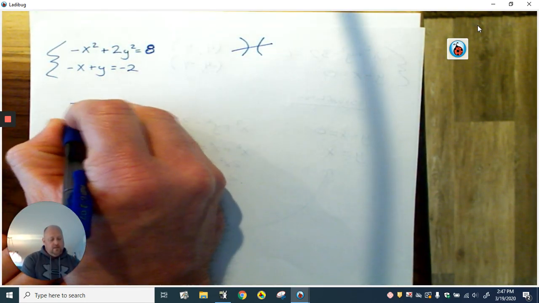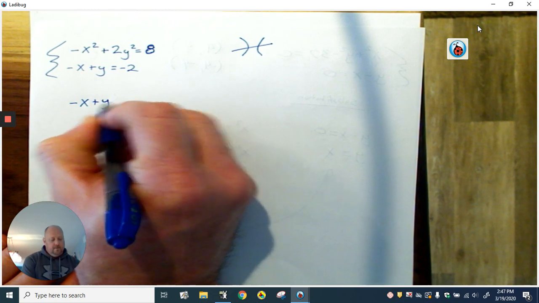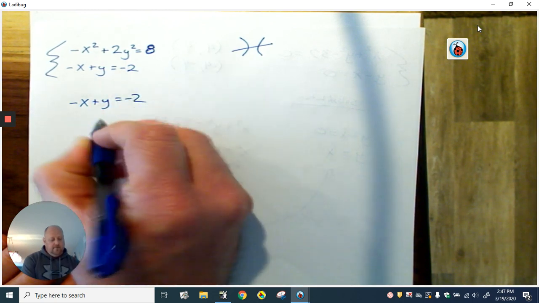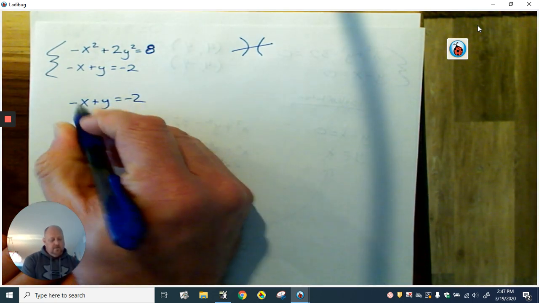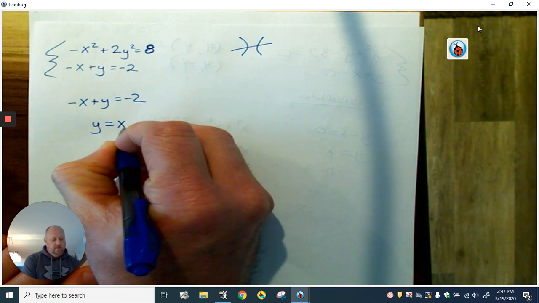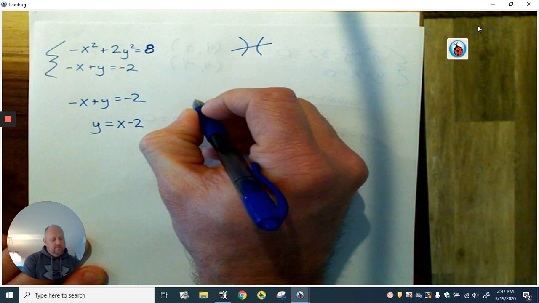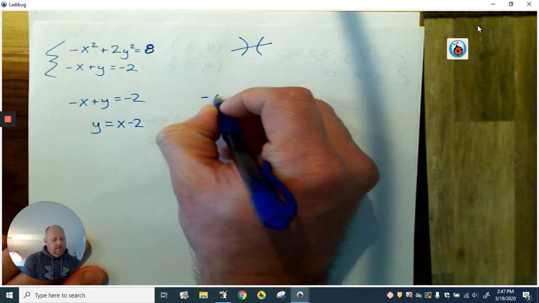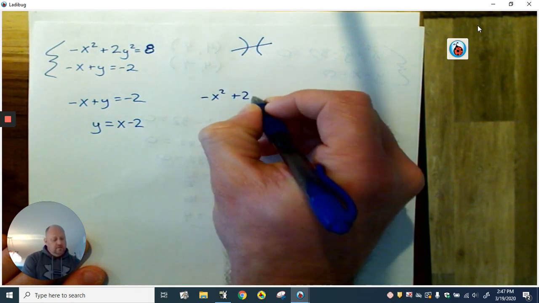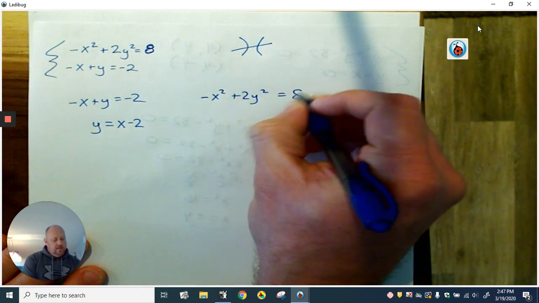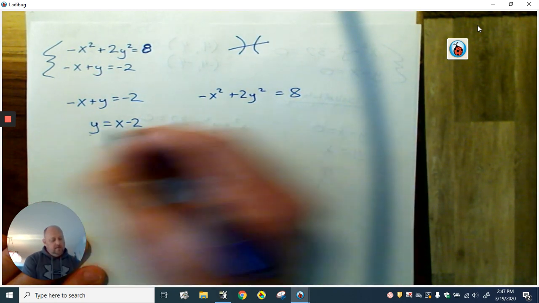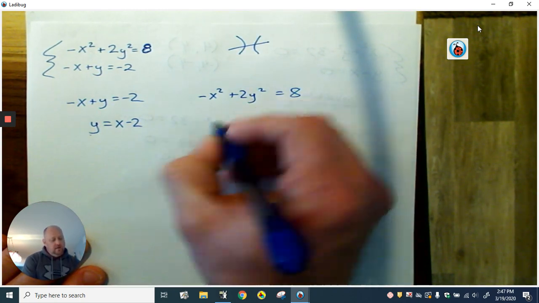This one, I would take that second equation, solve that for y probably, because I think it's the easier one, which means move that x over the other side, makes it positive, minus 2. And now I can rewrite that second equation with negative x squared plus 2y squared equals 8. And I can replace the y with the x minus 2.